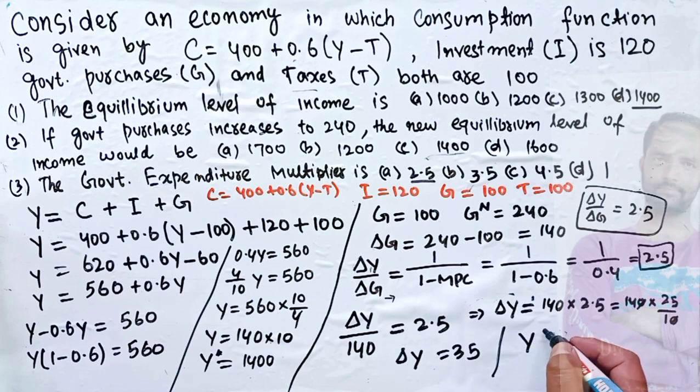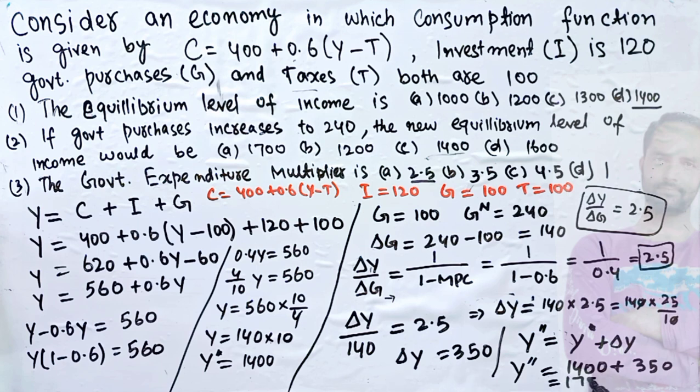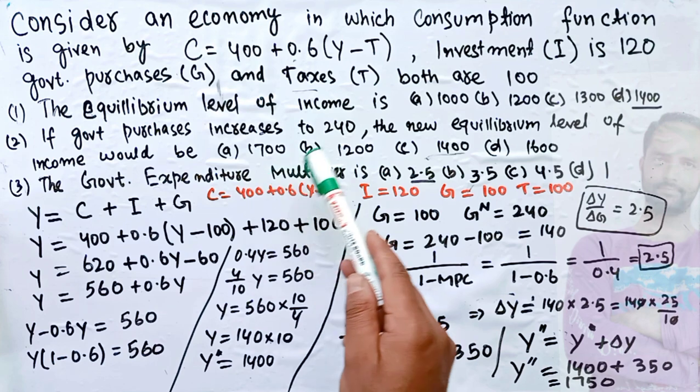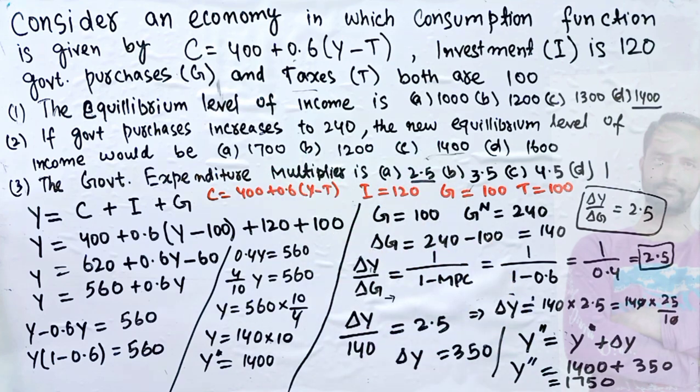Now our new equilibrium level of income, let us write it like this, y double star, will be equal to the original, that is y star plus del y. So the new equilibrium level of income will be equal to, initially we had 1400, plus now we have 350, so it is 1750. But I am not sure whether I have done the calculation right and what is wrong. I am not getting the correct option. I am getting 1750.